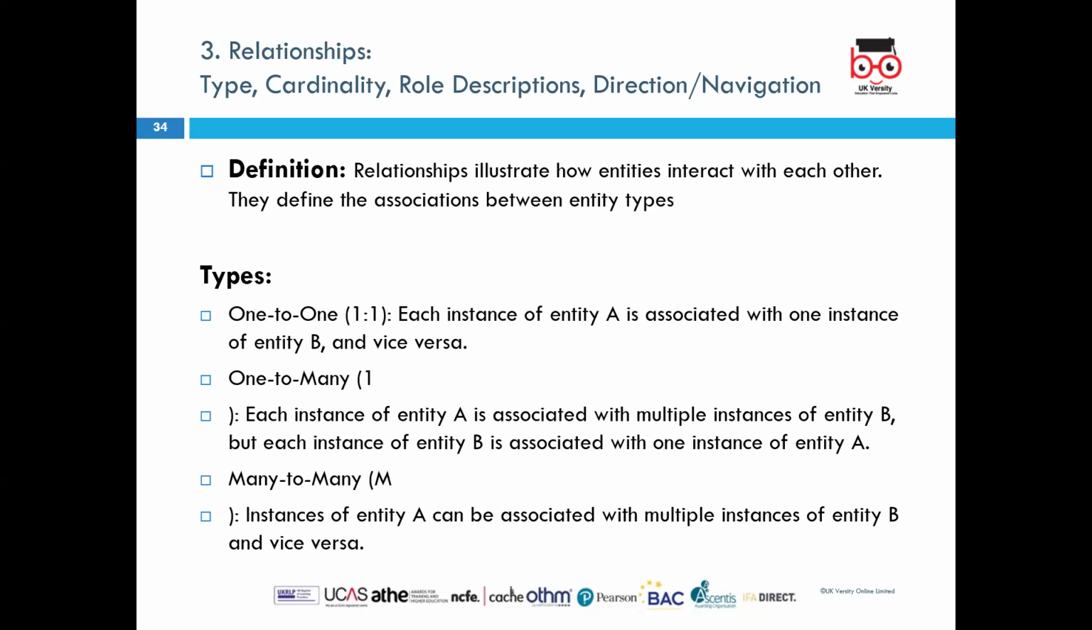When it comes to relationships, we now know that we have type, cardinality, role description, direction, and mission, where the relationship is now going to illustrate how entities interact with each other and how this is going to define the association between entity types. So what are going to be relationship types: one-to-one, one-to-many, and many-to-many.